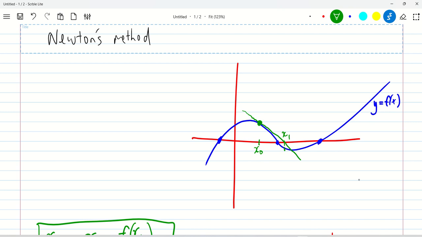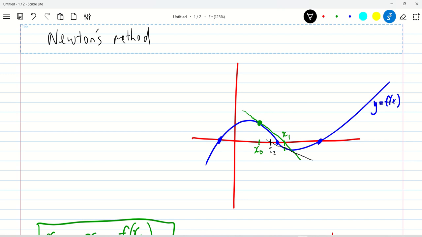So at that x1, we draw a tangent line. Let me change colour, to make it a bit more helpful. I'll do it in black. So I'll do a tangent line there. At that point x1, we draw the tangent at that exact point to the function, and then we look at where that line crosses the x-axis again, and that's our next point, so that's x2.